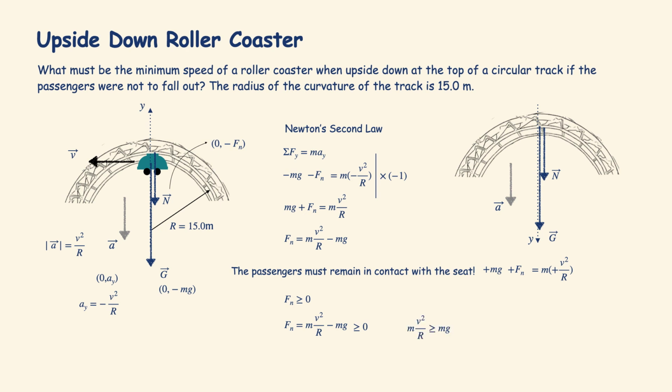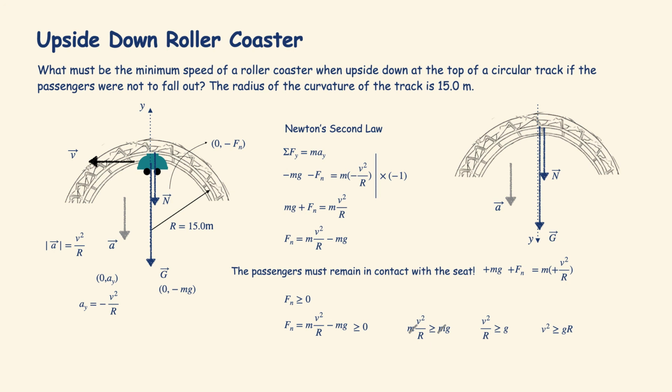When I move the mg term to the right hand side of the inequality, I see that the mass cancels out, which is very fortunate because the problem didn't give us the mass of the roller coaster. Many problems won't give you the mass because this is very common for the mass to cancel. So I can see that v squared over r has to be greater or equal to g, or v squared itself has to be greater or equal to gr.